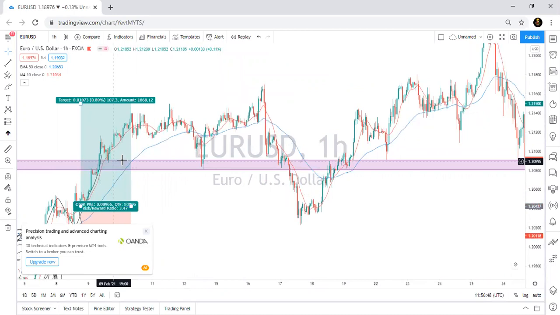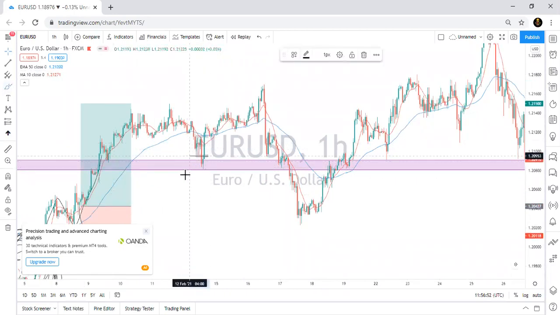This is a support area. The first time the market came here, it tested this area and created the support. You see? Then it came for the third time. Here, people know that they're going to buy. It's a support area where people are going to buy.